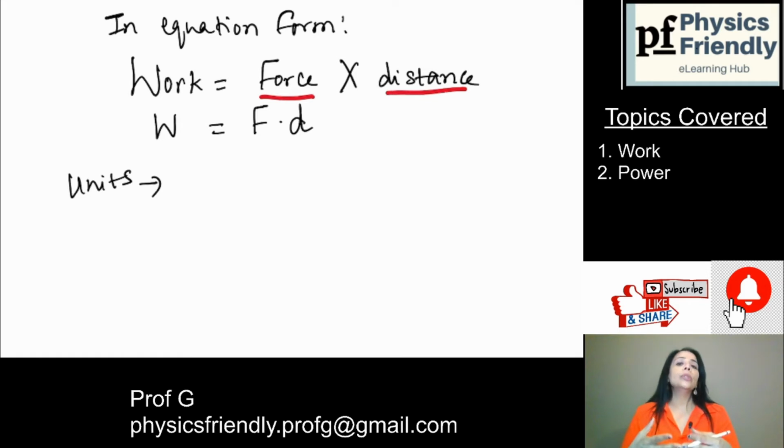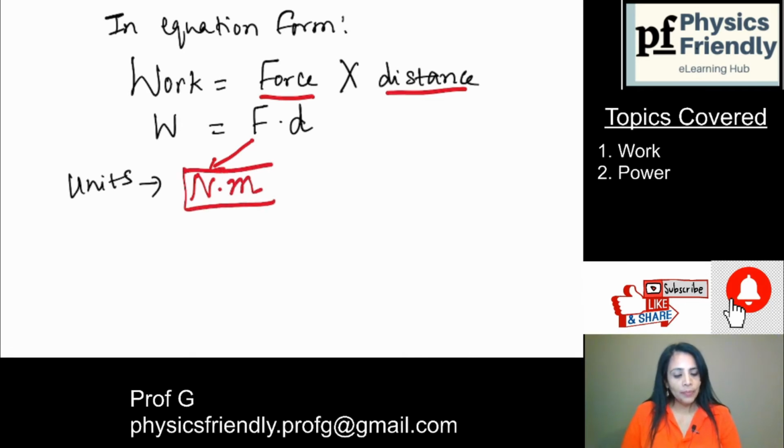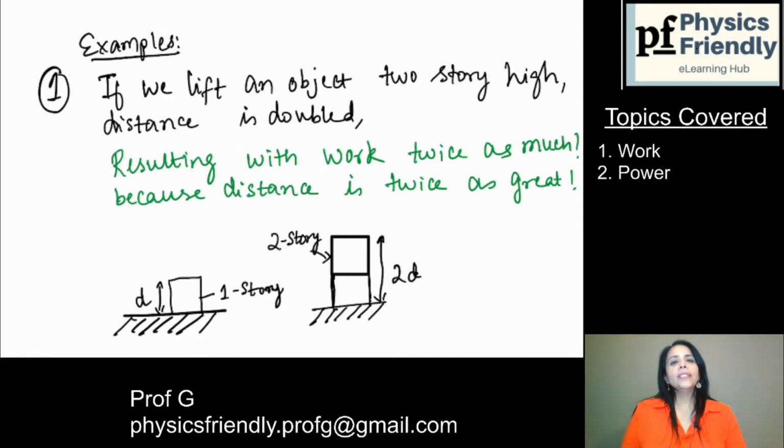Now we look at the units of work. Work is defined as force times displacement. The SI unit for force is the Newton, and distance is measured in meters. Hence Newton meter is the unit for work. Okay, so let's look at some examples of work done.